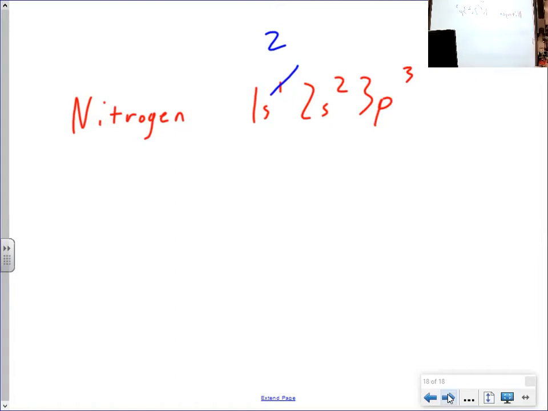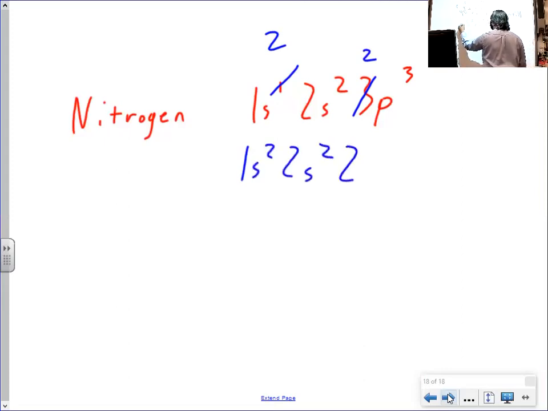Next, I'm going to go to the P block. What row am I on? Say it loud. 3. Did I go to the third row yet? No, second row. I'm still in the second row. What did I write on the board? You went to the third row. Tell me what's wrong. It should be 2 instead of 3. So instead of writing 3P3, it should have been 2P3. So the correct way to write this would be 1S2, 2S2, 2P3.